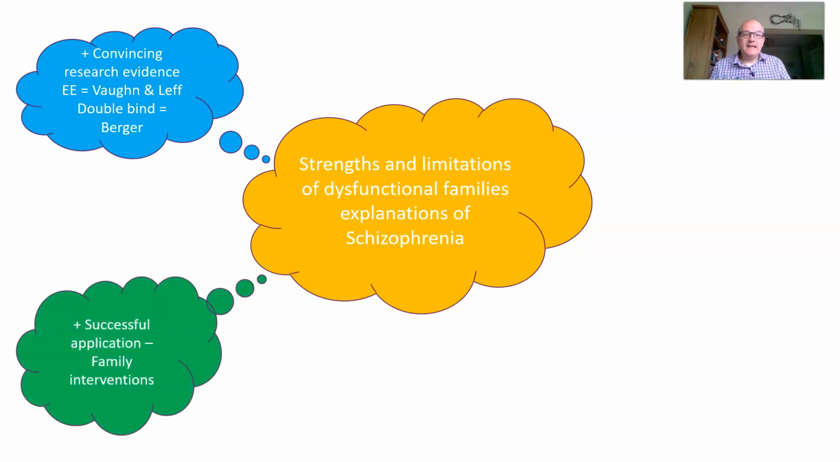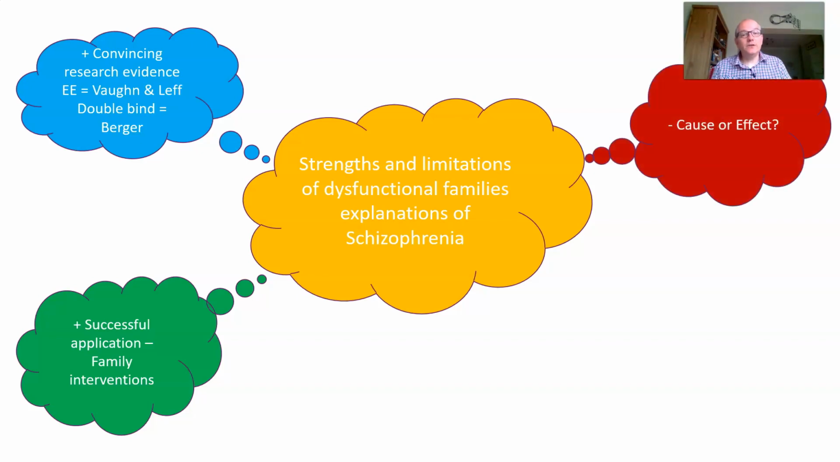The next one is a successful application, and that's through family interventions. Fiona Farrow, she's the one who brought that out. This idea that if you can successfully take an idea and apply it, it must mean that the idea is valid, that is good.